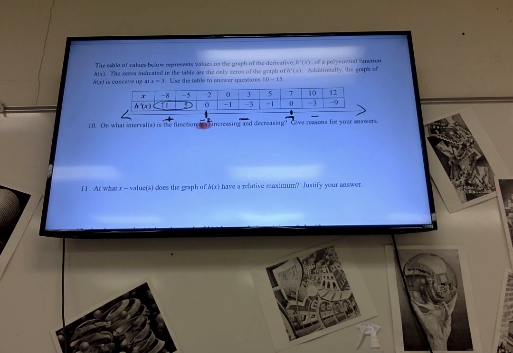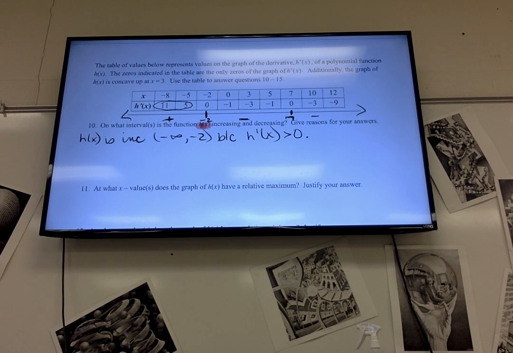Okay, so h of x, you said, is increasing where? Negative infinity to negative 2. Why? Because h prime of x is positive. Or if you put greater than 0, if you put it as a plus, that's fine.